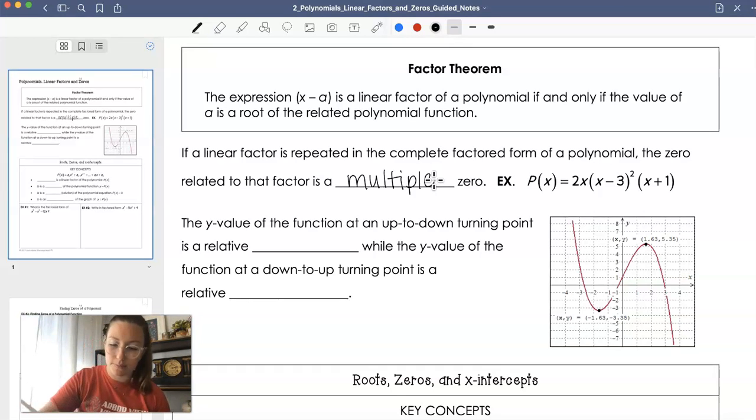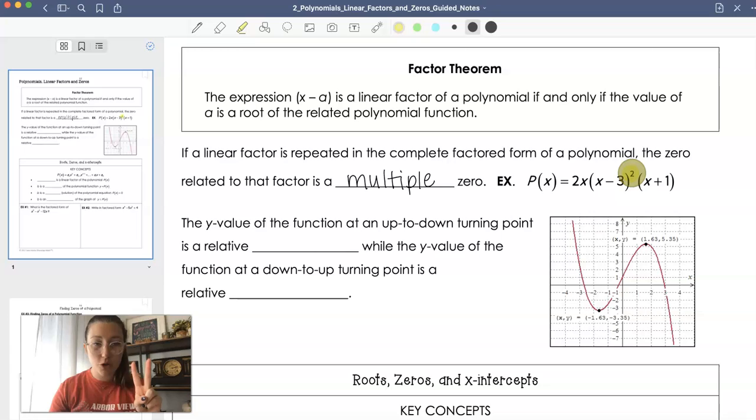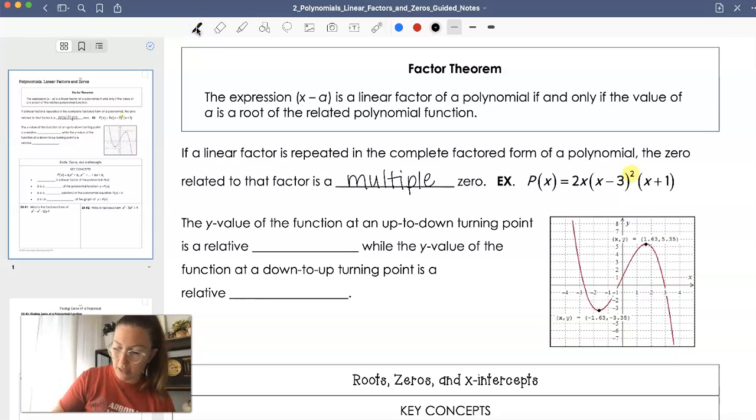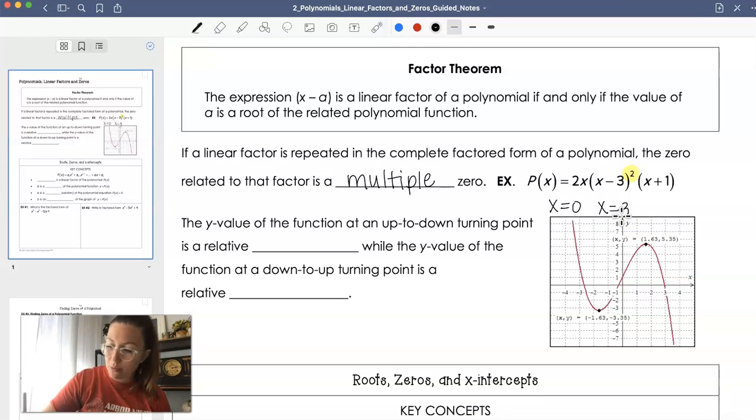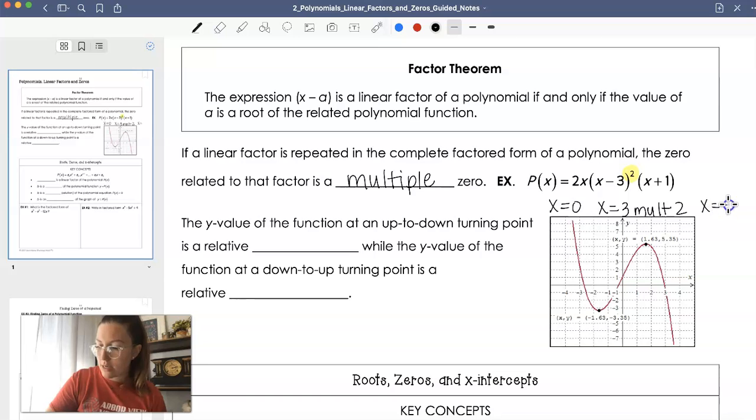Okay, so here's our example. If you guys notice, this factor of x minus 3 is squared. So what that means is that there's two factors of x minus 3. So when we write the solutions to this particular problem, the first one we would get x equals 0. Then that x minus 3 set equal to 0 solved, so we'd get x equals 3. But there's two of those. So then we would put multiplicity or mult 2. That means multiplicity of 2. So that means there's two zeros at x equals 3.